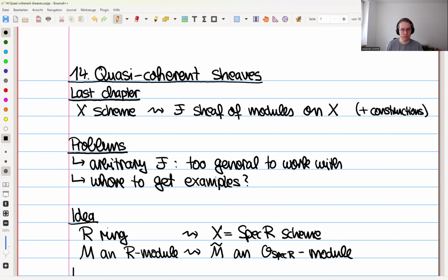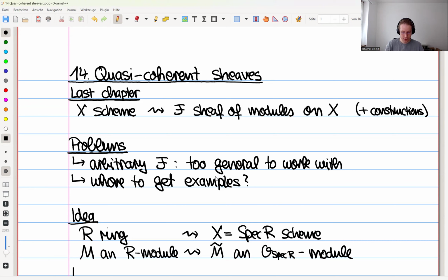And the second problem is where to get such examples. So somehow until now, we have very carefully constructed the few examples we worked with by hand, like the skyscraper sheaf, the twisting sheaves, but how to get such things more generally.